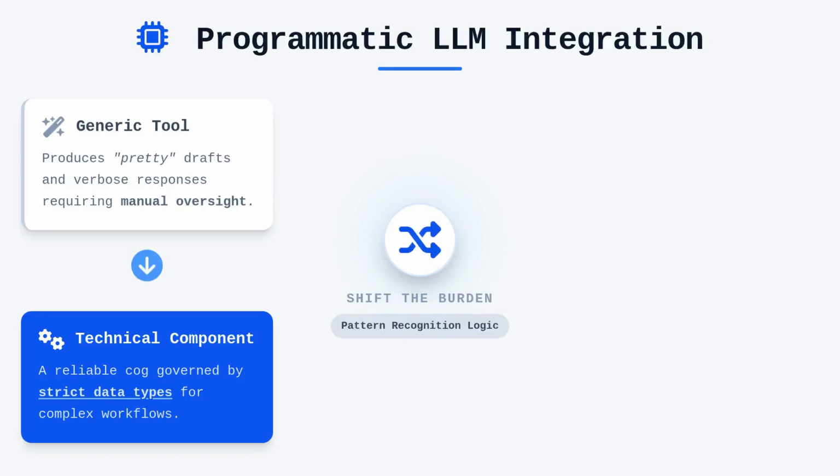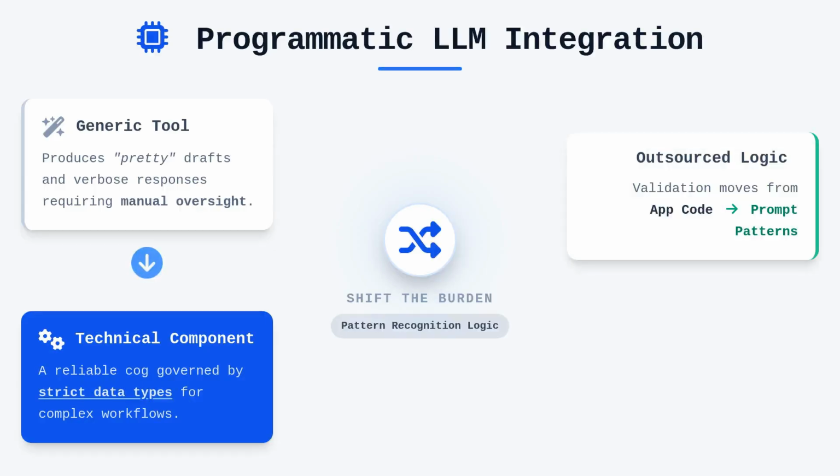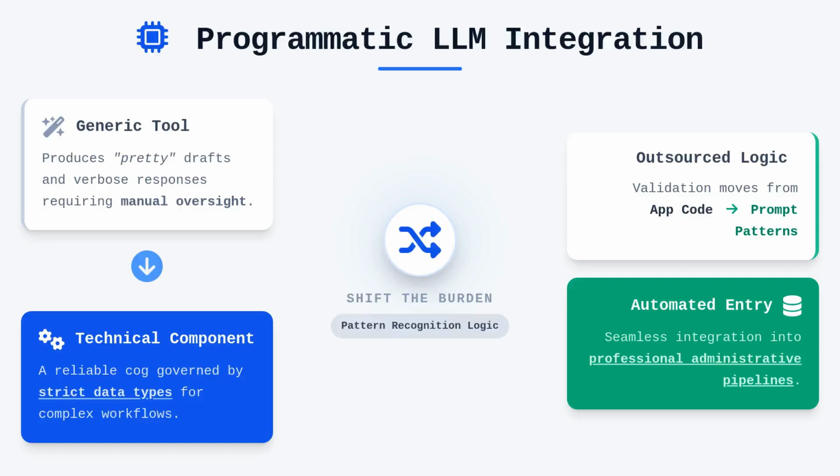By suppressing the model's tendency to be verbose and steering it towards strict validation, you reduce the need for manual oversight and error correction. This is the difference between a prompt that produces a pretty email draft and one that feeds an automated database entry system. You are essentially shifting the burden of structure from the receiving application's code to the prompt itself, effectively outsourcing the validation logic to the model's sophisticated pattern recognition capabilities.